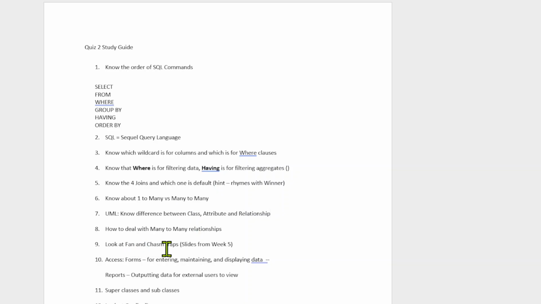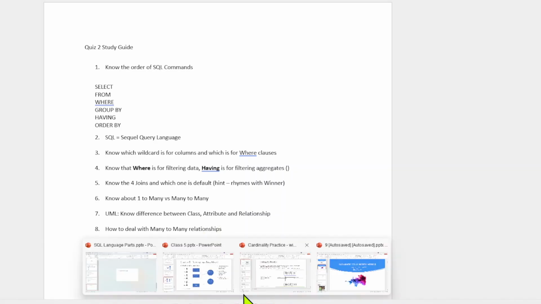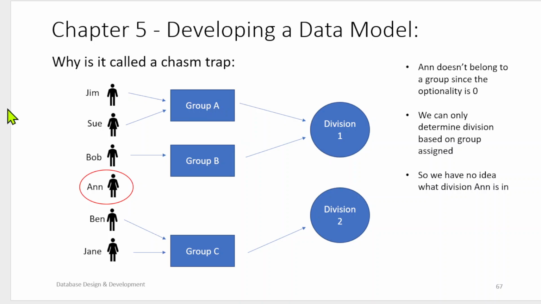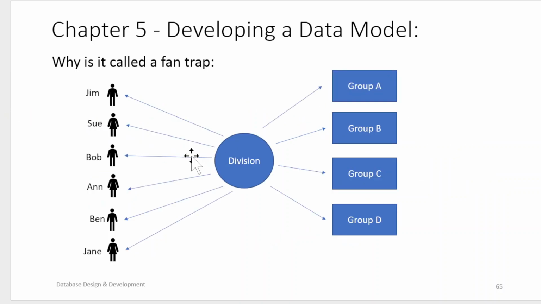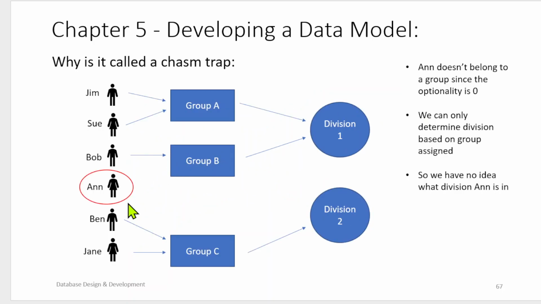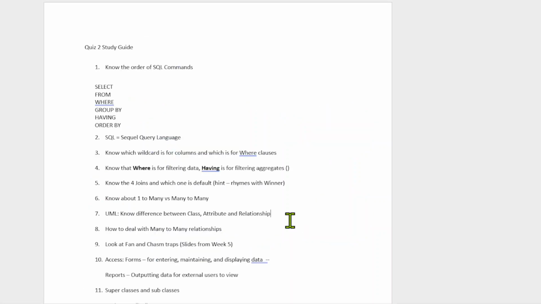Look at the fan trap and chasm traps. That's from week 5 here. Let me pull it up real quick. Review these. So you've got your chasm trap and your fan trap. And remember, we had situations with the fan trap where there's no way for me to know which group anybody belongs to because they all just kind of pass through this division thing. And with the chasm trap, we have people who can possibly not belong to a group, which will never allow us to infer which division they belong to. So those are the two things. Keep those in mind. If you want to copy and paste them to your study guide, so you can see the pictures of them, definitely do that.